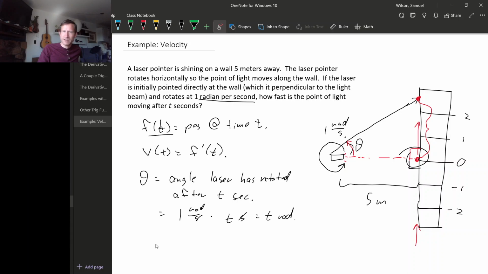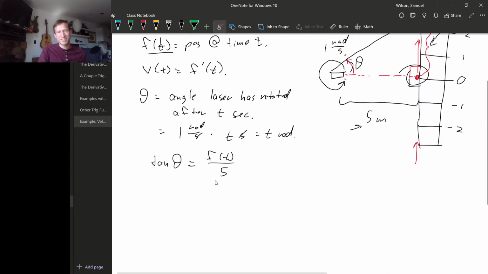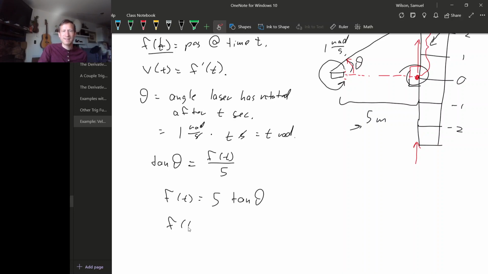So tangent of theta is the side we want, right? This side, that's f of t. So tangent theta is f of t over the adjacent side, which is 5. All my distances are in meters, so I won't write the meters for the time being. And then we can rearrange this to find our function f of t. We can just move the 5 to the other side, so f of t is 5 tangent theta. But remember that theta was really just t radians. So this is 5 times tangent of t.